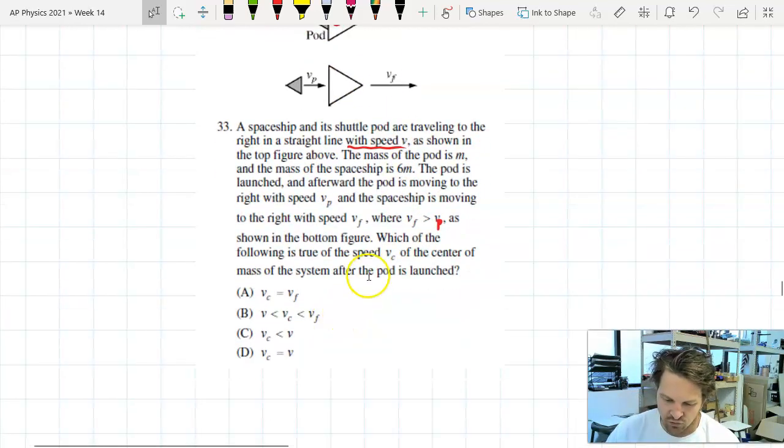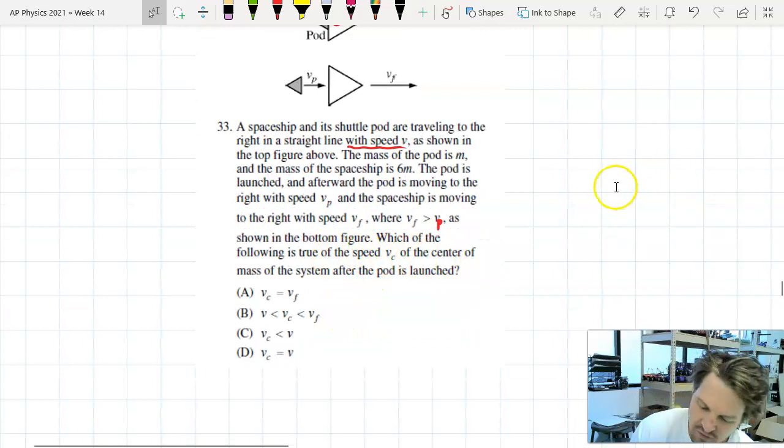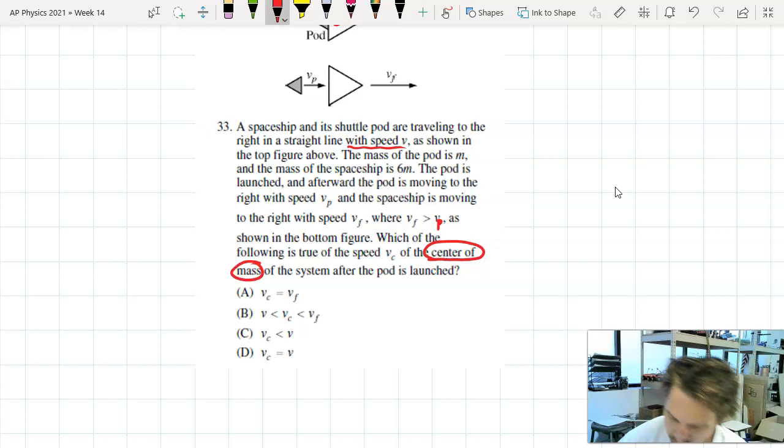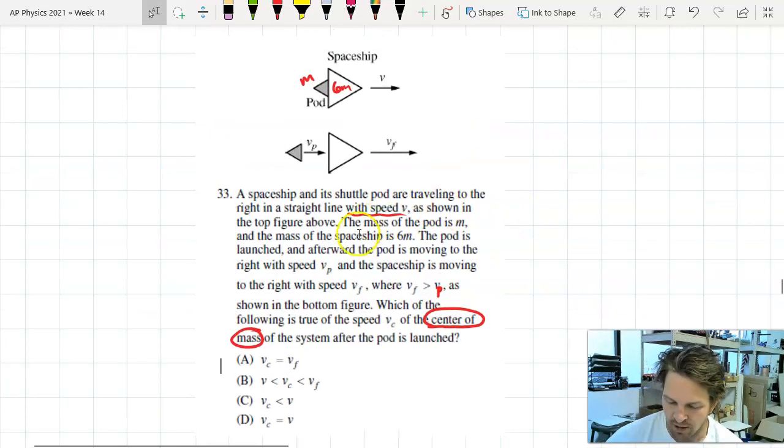Which of the following is true of the speed of the... Ooh, this is a center of mass problem. What is true about the speed of the center of mass compared to the original speed v? That's what it's basically asking.